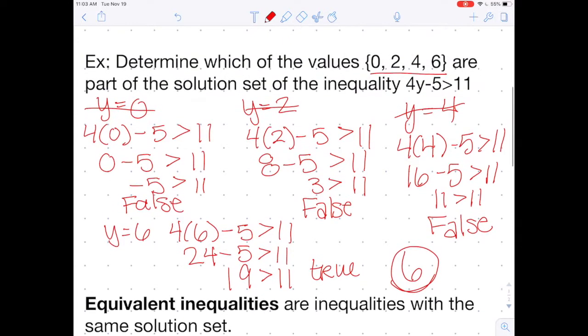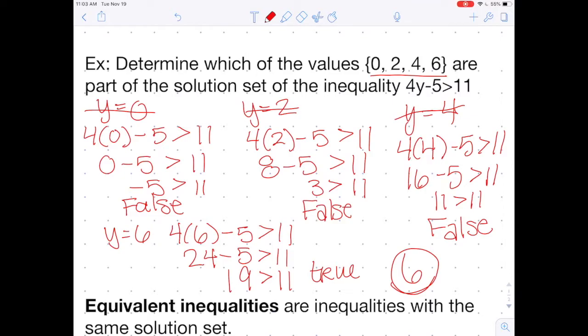Okay, so if it asks you to determine which of the values are in the solution set, you just plug in each of these numbers in for y and see which statement is true. The ones that are true, that's in the solution set. So this one is just 6.